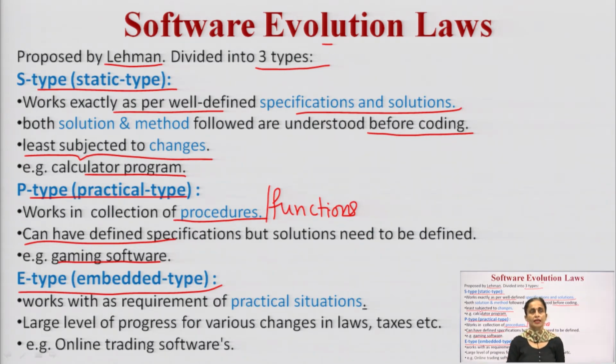Then the third, embedded type, E type. Embedded type means it works with real time situation requirements. There is a large level of progress for various changes in laws and taxes, so it incorporates those. If we take the example of online trading software, that is a kind of embedded type.